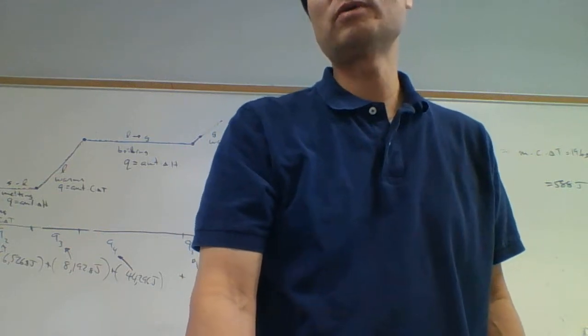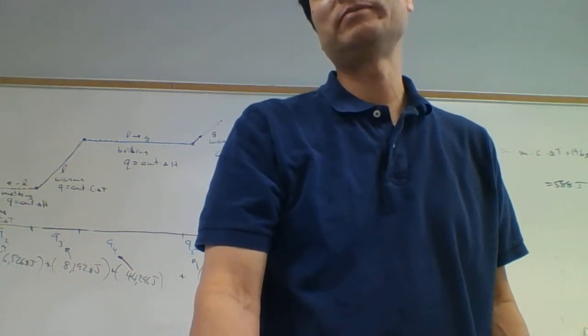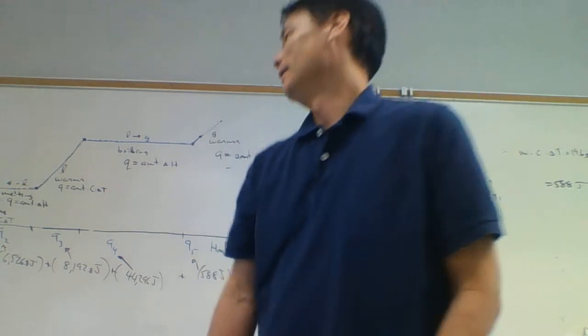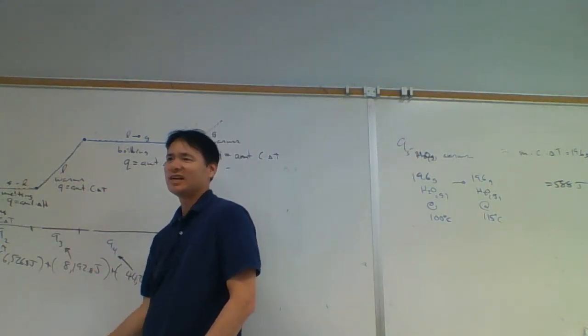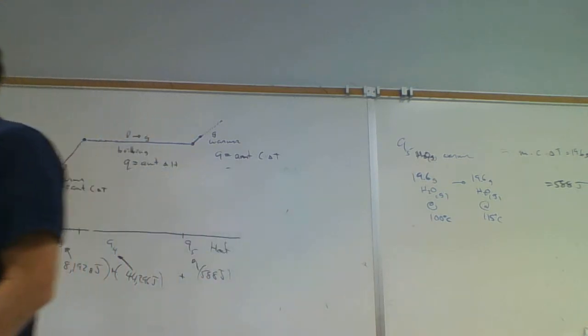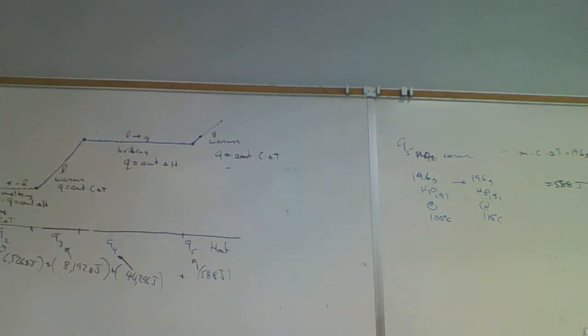Equation. You could do it as one equation, but the one equation would be Q is equal to the sum of the Q's of the individual steps. And then you'd have to do it. You have to figure it out. All right, that was chapter 15.